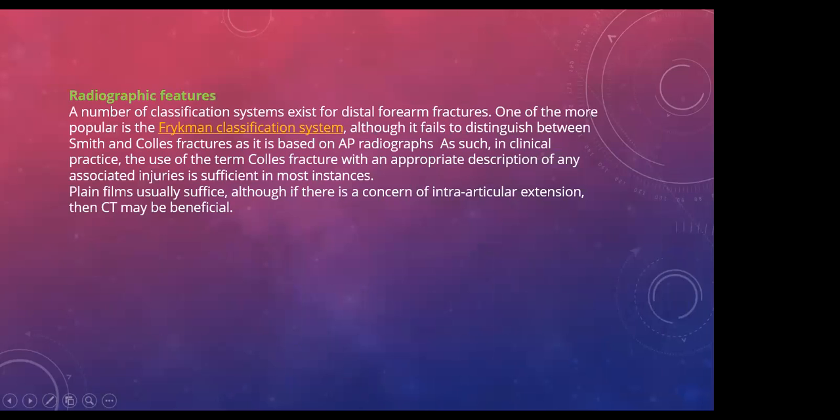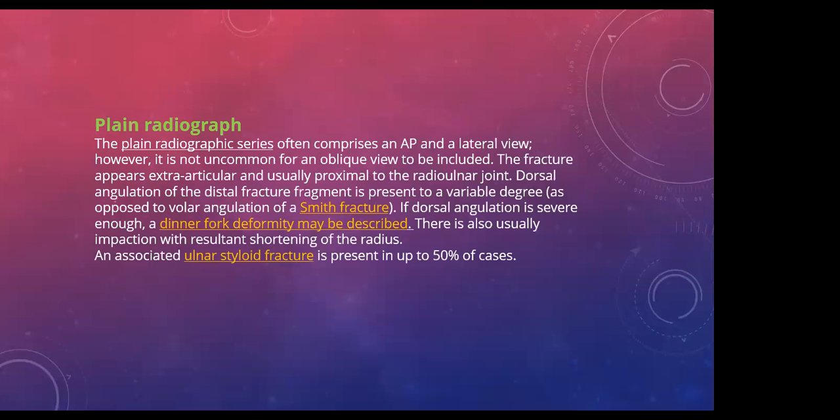A number of classification systems exist for distal forearm fractures. One of the more popular is the Frykman classification system, although it fails to distinguish between the Smith and Colles fracture as it is based on the AP radiograph. As such, in clinical practice, the use of the term Colles fracture with an appropriate description of any associated injury is sufficient in most instances. Plain film is usually sufficient, although if there is any concern of intra-articular extension, CT may be beneficial.